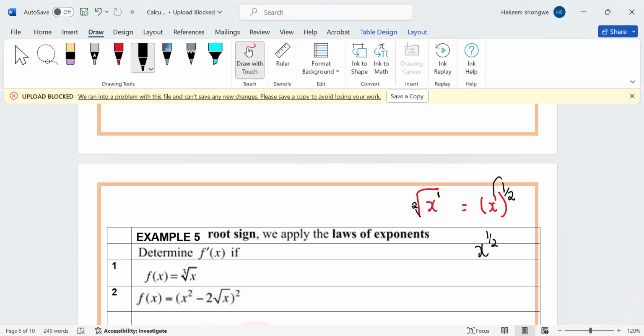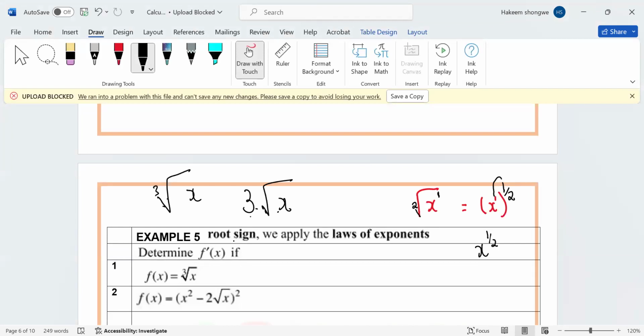Now, how do you know when you have a root and then you have a constant multiplied by a root? If they give us something like this, 3 times root x, and then they can also give us something like this. I want us to check the difference. Is there a difference between this one and this one? Yes. This one is a constant multiplied by the root. This one is a cube root.